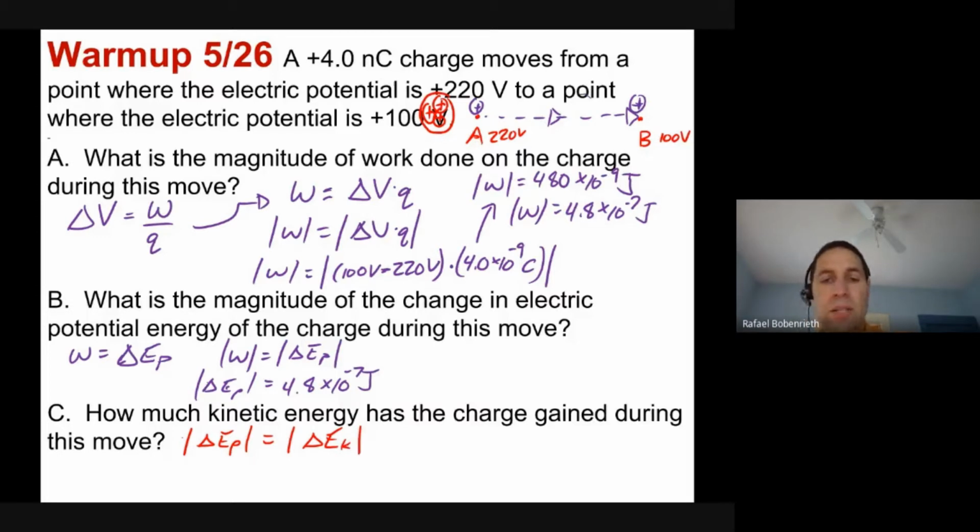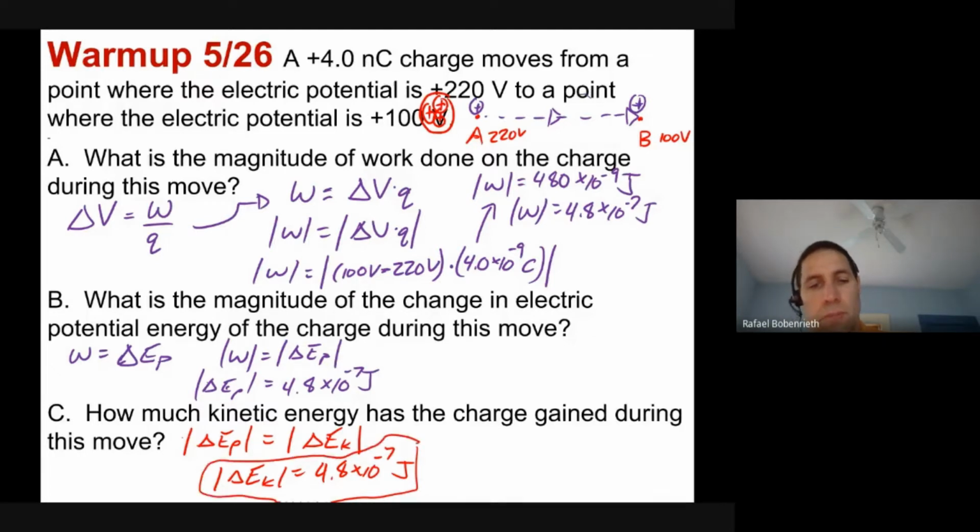Okay, the magnitude of the change is going to be the same. And so the amount of kinetic energy that has been gained is equal to the amount of electric potential energy that has been lost. So it's the same amount, 4.8 times 10⁻⁷ joules. Okay? So there you have it.